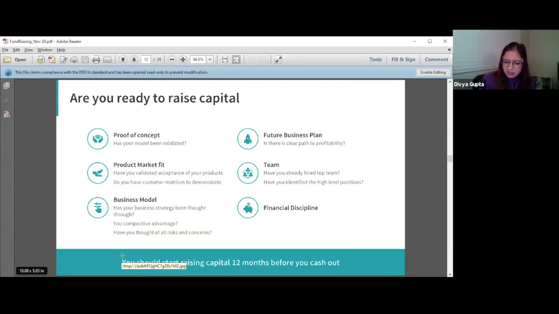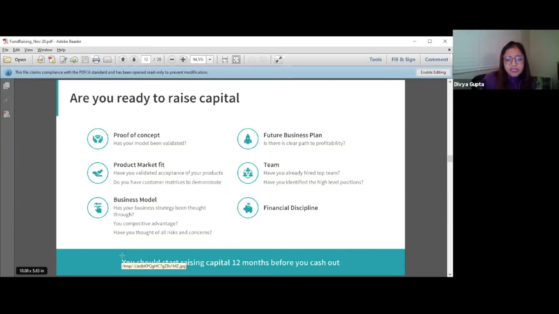People often ask us, when should they go to market? There is no scientific rule for this, but our suggestion is always go to market 12 months before you cash out. The time taken to find the right investor, due diligence, negotiations, etc., usually takes about 6 to 8 months. Again, no rules, there are many, many exceptions here.